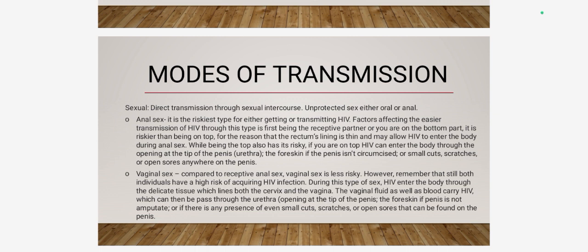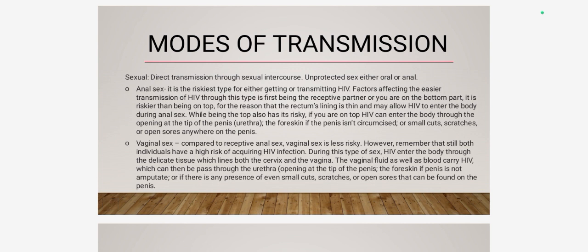So first we have the sexual, which is through direct transmission through sexual intercourse or unprotected sex, either vaginal or anal. So for anal sex, it is the riskiest type for either getting or transmitting HIV. A factor affecting the easier transmission of HIV through this type is being the receptive partner, or being on the bottom. It is riskier than being on top for the reason that the rectum's lining is thin and may allow the HIV to enter the body during anal sex.